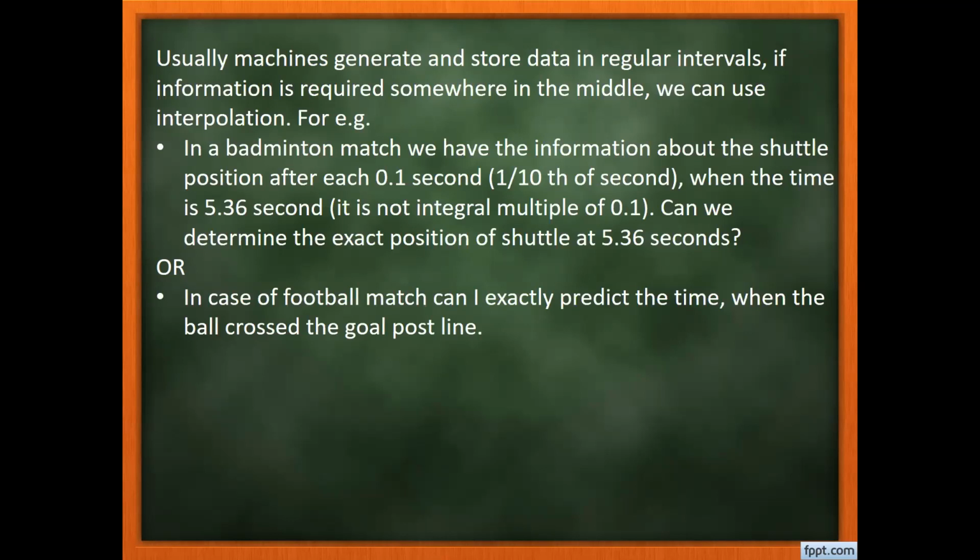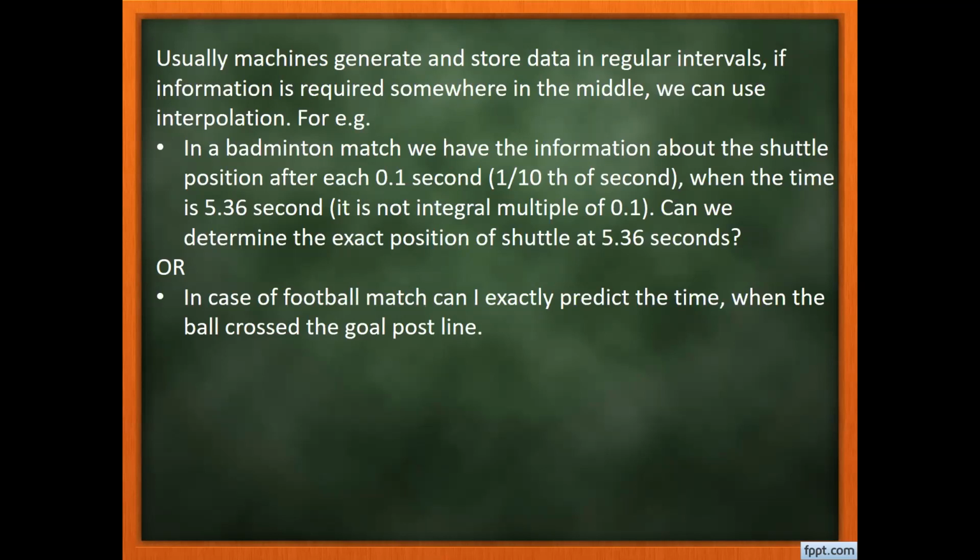Like in a badminton match, we have the information about the shuttle position after each 0.1 second. Now this means that the machine is storing the position of shuttle after 0.1 second. So this means that if we require the value at 0.15, it's not available. So if it is integral multiple of 0.1, the information is being kept in the machine. But if it is not integral multiple, then we need to take help from interpolation. So let's say that we need to determine the position of the shuttle at 5.36 seconds, which is not integral multiple of 0.1. So in this case, we have to take the help from interpolation to do that.